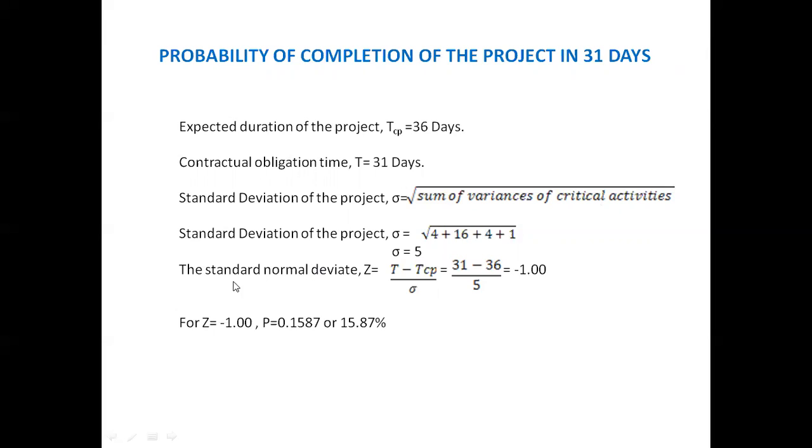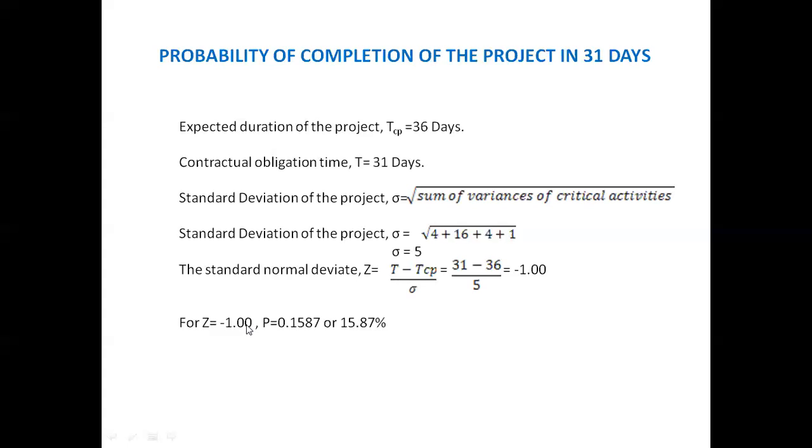Then the standard normal deviate Z can be calculated by using the equation Z = (T - TCP) / sigma. T is the contractual obligation time. TCP is the expected duration of the project. So Z is equal to (31 - 36) / 5, where 5 is the standard deviation which we have calculated. Then we found minus 1, the Z value minus 1.00.